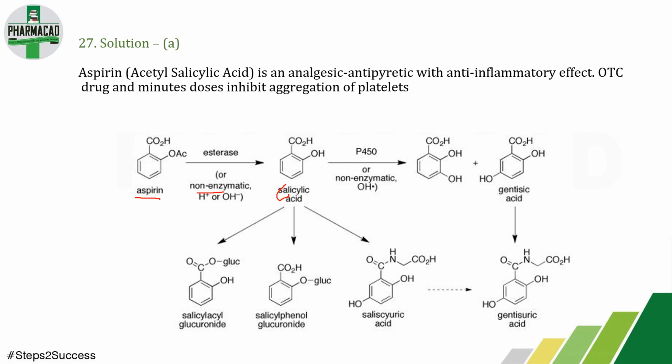So remember, because we have acetylsalicylic acid as the structure for aspirin, there won't be any other enzyme acting because we know this is an ester. So salicylic acid is formed, which will further form gentisic acid and other intermediates or metabolites. So remember, esterase is the enzyme that is metabolizing aspirin.